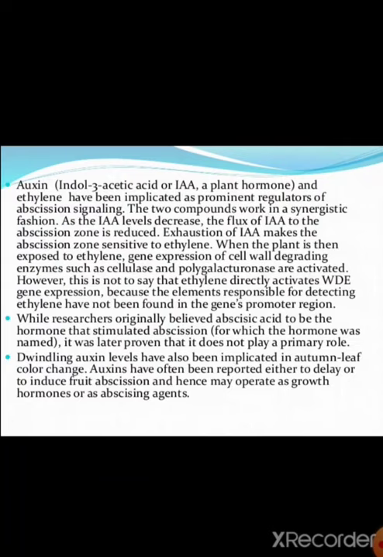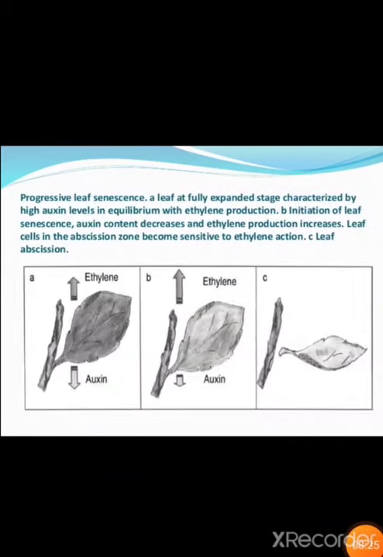Auxin levels have also been implicated in autumnal leaf color change. Auxins have often been reported either to delay or induce fruit abscission. The diagram shows leaf abscission, the progressive leaf senescence process, or formation of the abscission zone in the leaf petiole.